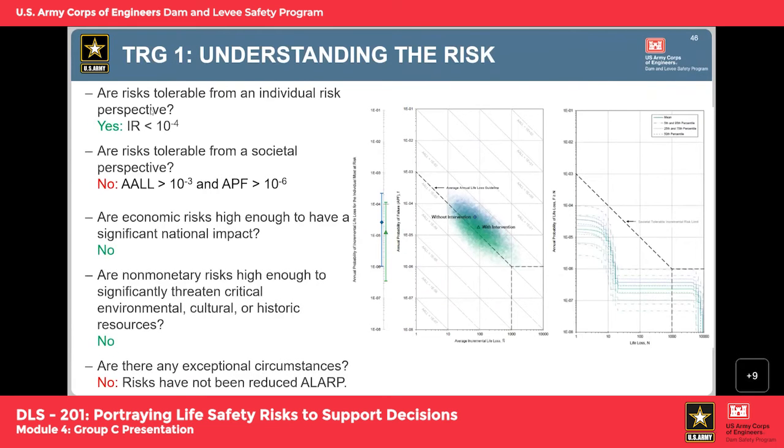For tolerable risk guidelines, the TRG1, the individual is met. Unfortunately, the societal is not. There were presentations earlier about whether these historic ones might be, maybe, but based on the other plotting positions and some of the other concerns, we went with no. The economics are not changing the nation enough to warrant that. There were no great historical or cultural sites identified during the assessment. And have risks been reduced as low as reasonably possible? Probably not, because we could get ourselves out of this box.